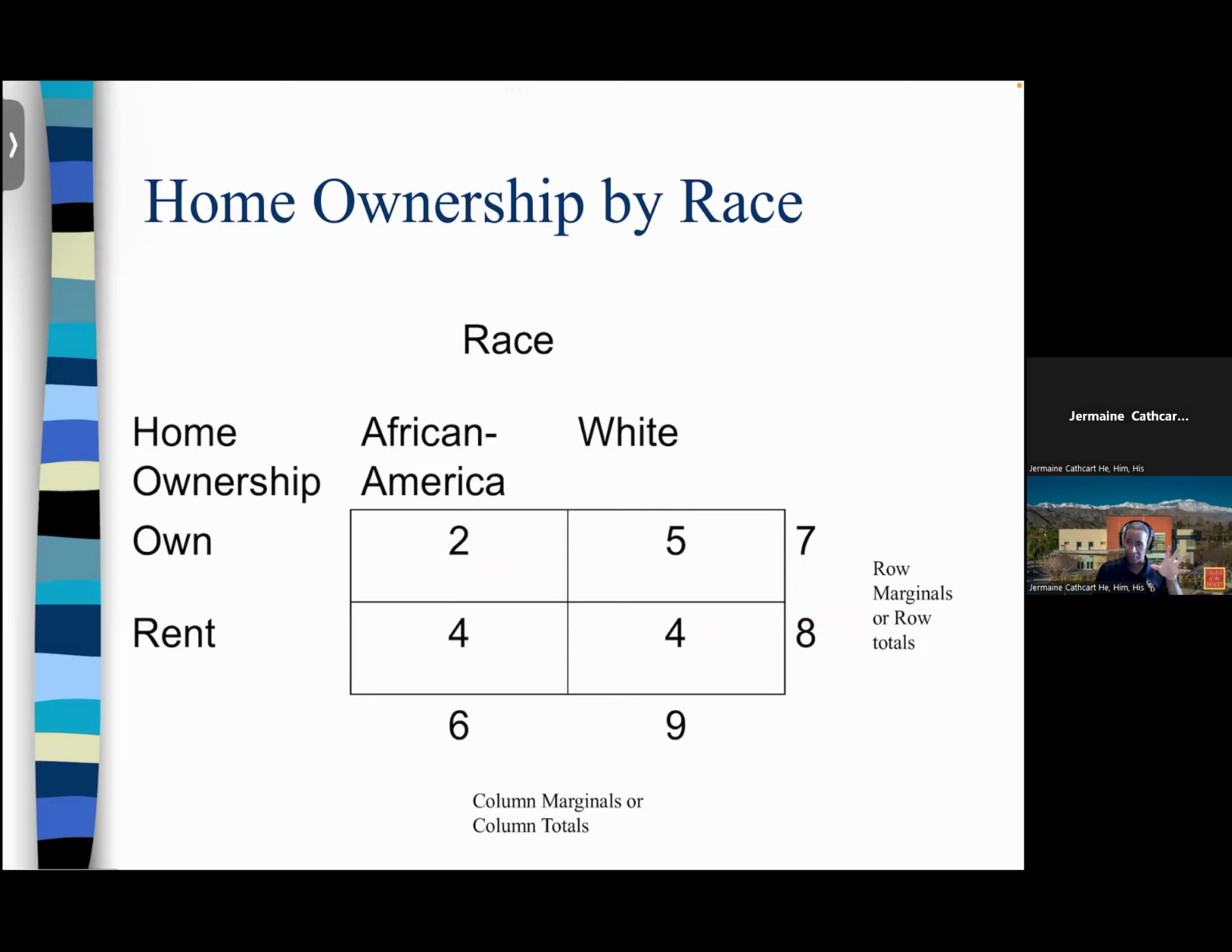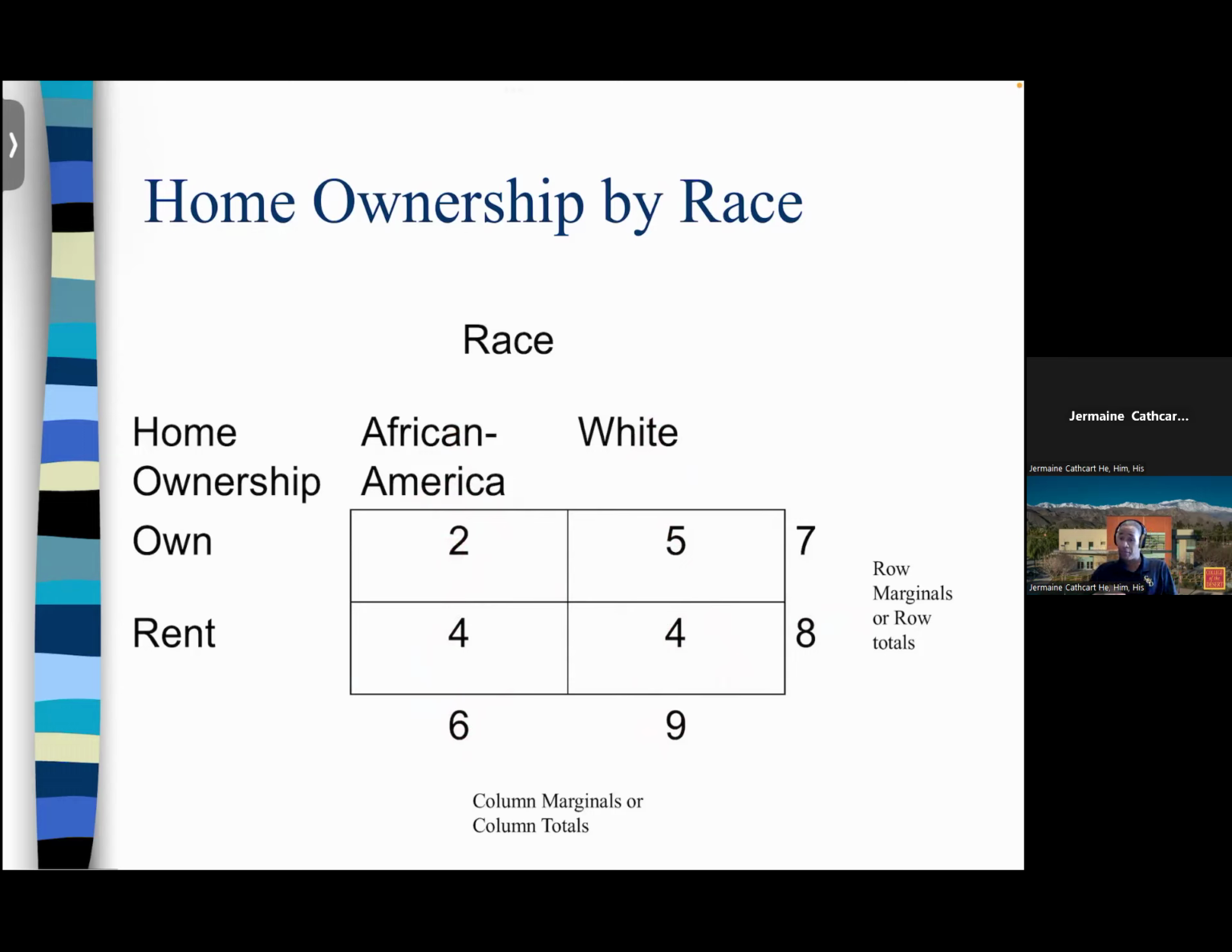Okay, now that we have those, you would look at, how many African Americans are there? 6. How many of them own their house? 2. How many African Americans are there? 6. How many rent? 4. How many white Americans are there? 9. How many own? 5. How many white Americans are there? 9. How many of them rent? 4. So what we're doing is classifying them by their joint scores. Now, the intersection of a column and a row is what we refer to as a cell.